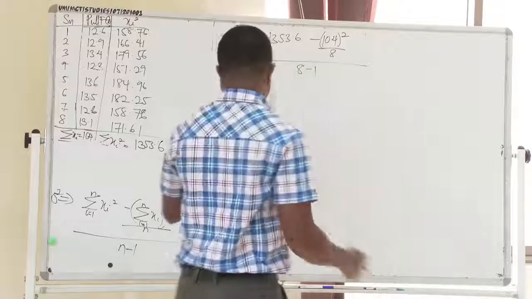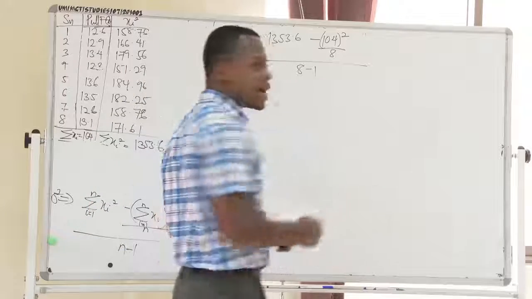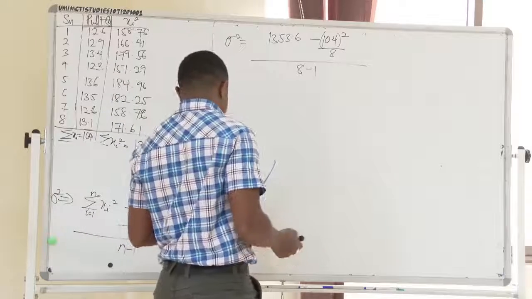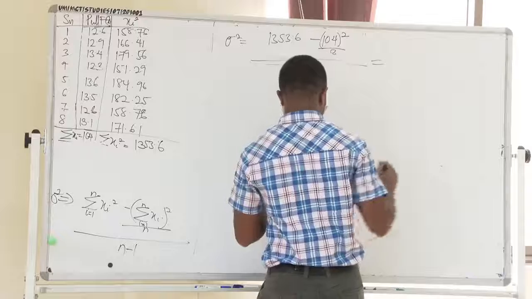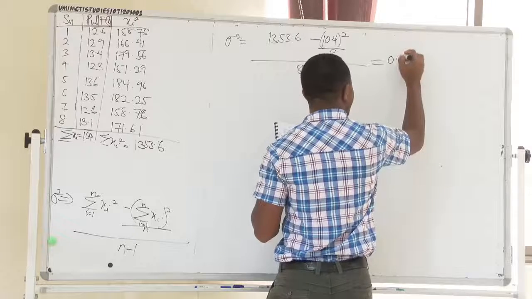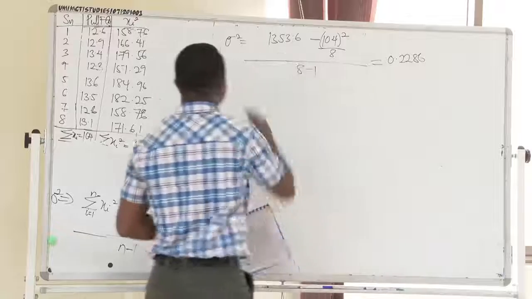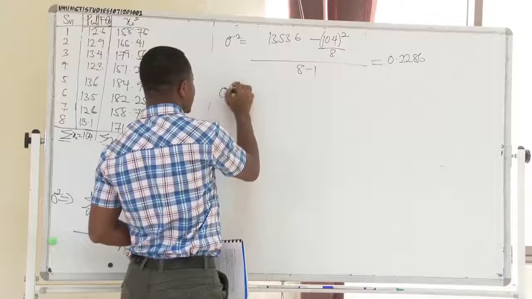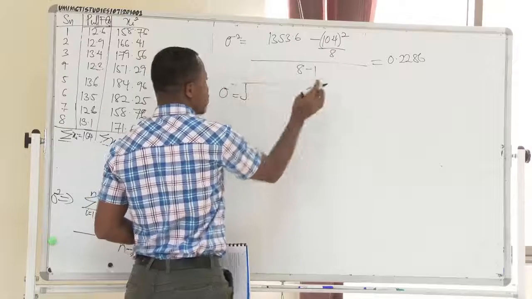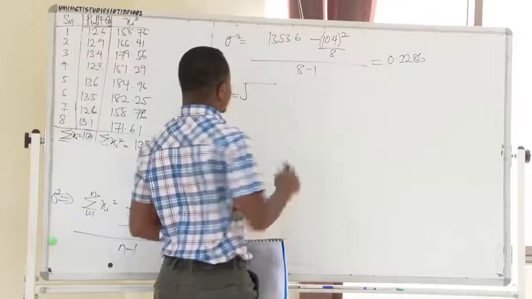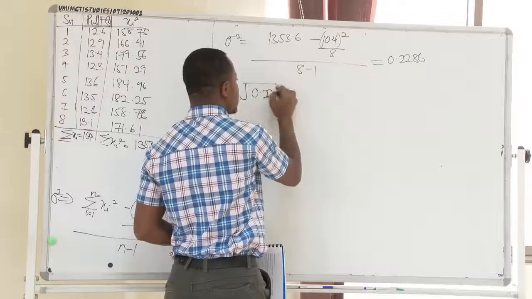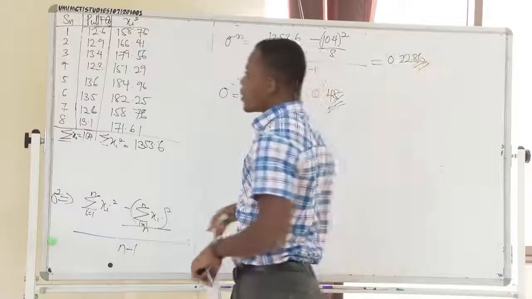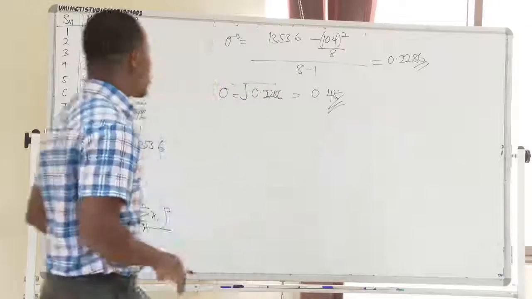Once we simplify this, we are going to get something same as the one we had earlier. So if we simplify the whole of this, we are getting 0.2286. And remember, this is just for the variance. In finding the standard deviation, this is just the square root of the variance. This is equal to the square root of 0.2286, which gives us 0.148.